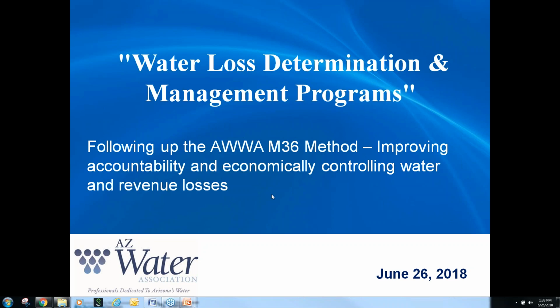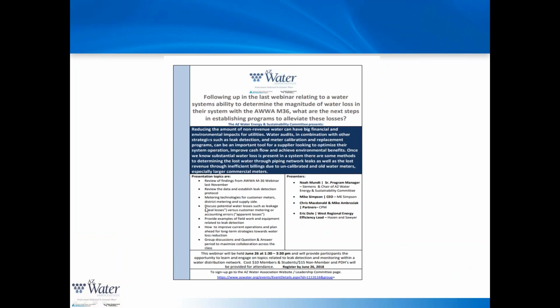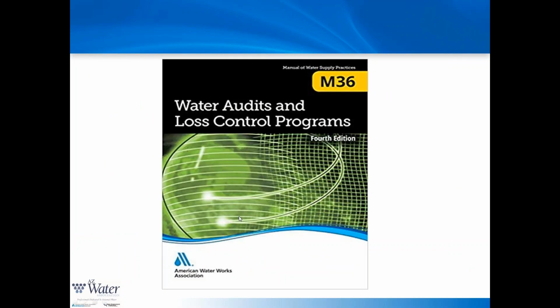We had done a recording back in November where we had a discussion of the AWWA's M36 protocol related to finding leaks or non-revenue water within a water distribution network. So the M36 goes on water audits and loss control programs. This is sort of a first step in determining if we have a problem.